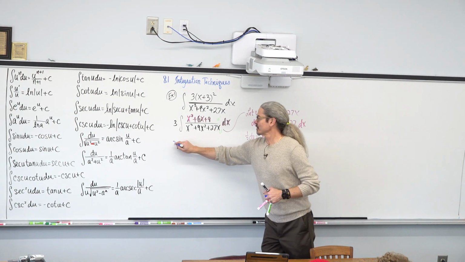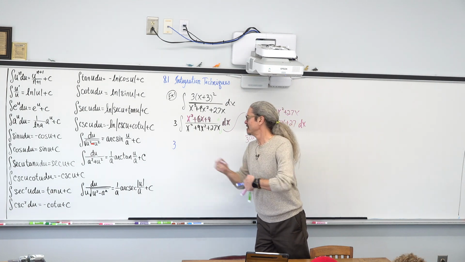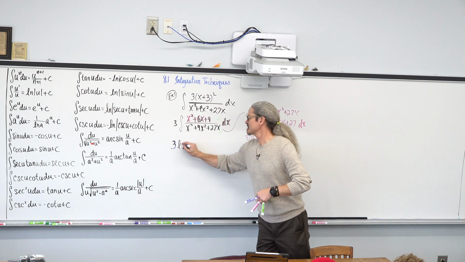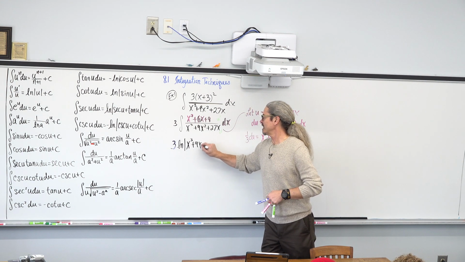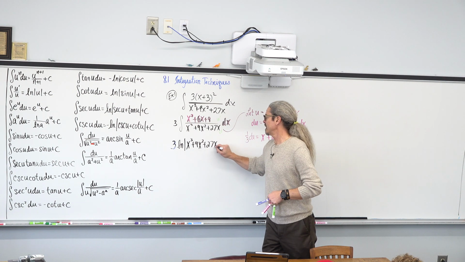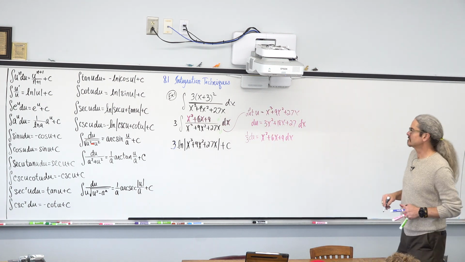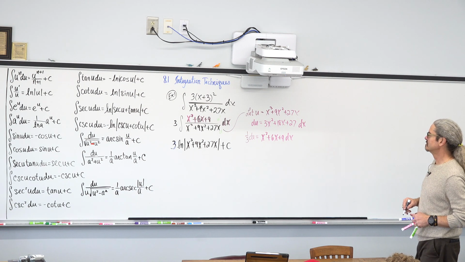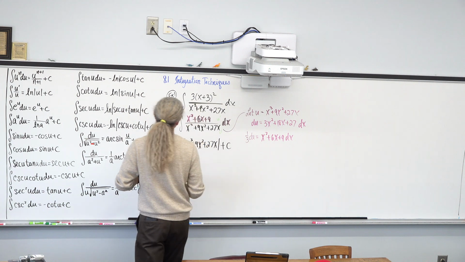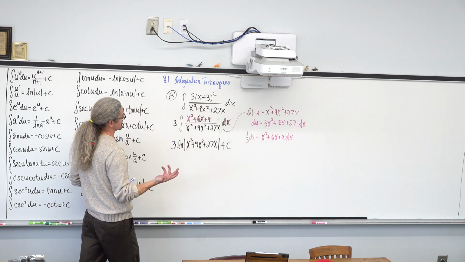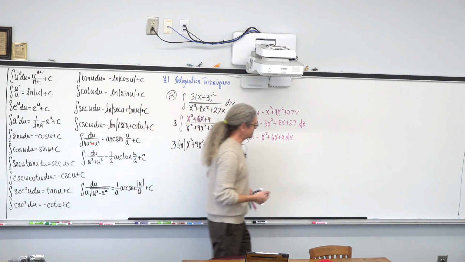So we have 3 times the natural log of the absolute value of x cubed plus 9x squared plus 27x, plus c. Isn't there no 3? What did I forget? I need to divide by 3. Yes, I do. Okay, so I should have actually completed the u substitution. Or, scratch that.